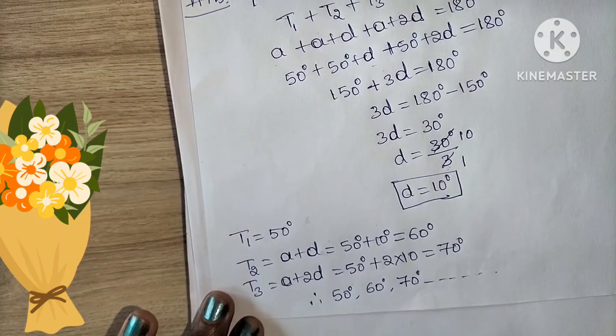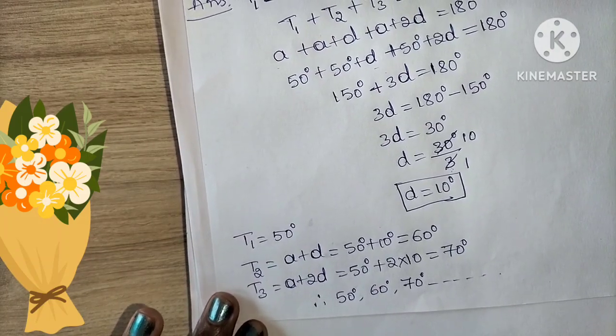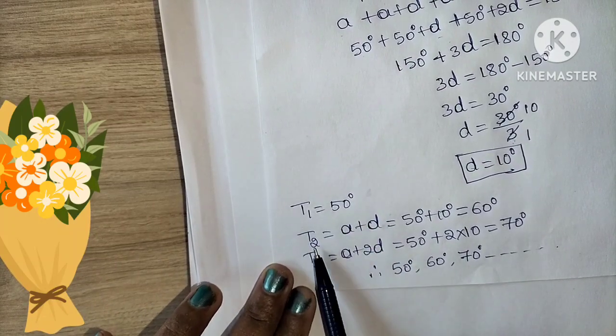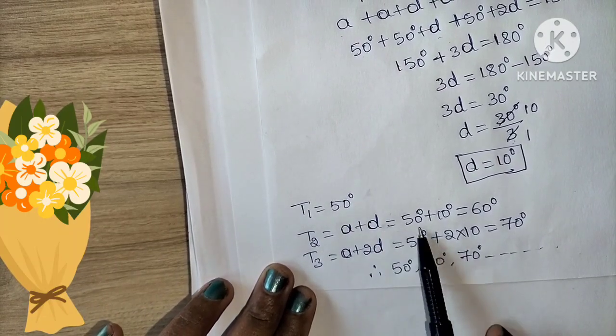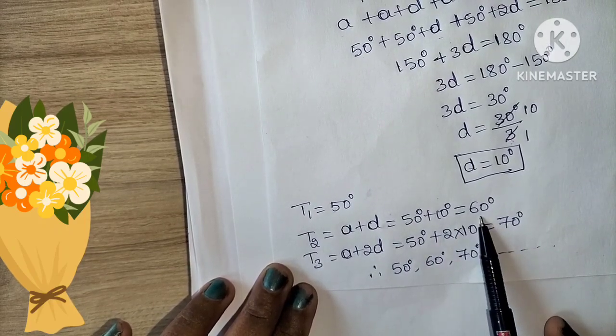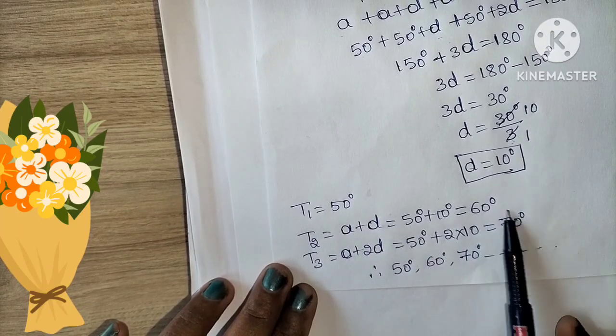So now shall we write the arithmetic progression? Yes, we can write. Term 1 we know is 50 degree. Next, what is term 2? A plus D. What is the A value? 50 degree plus what is the D value? 10 degree. 50 degree plus 10 is equal to 60 degree. Term 2 is equal to 60 degree.